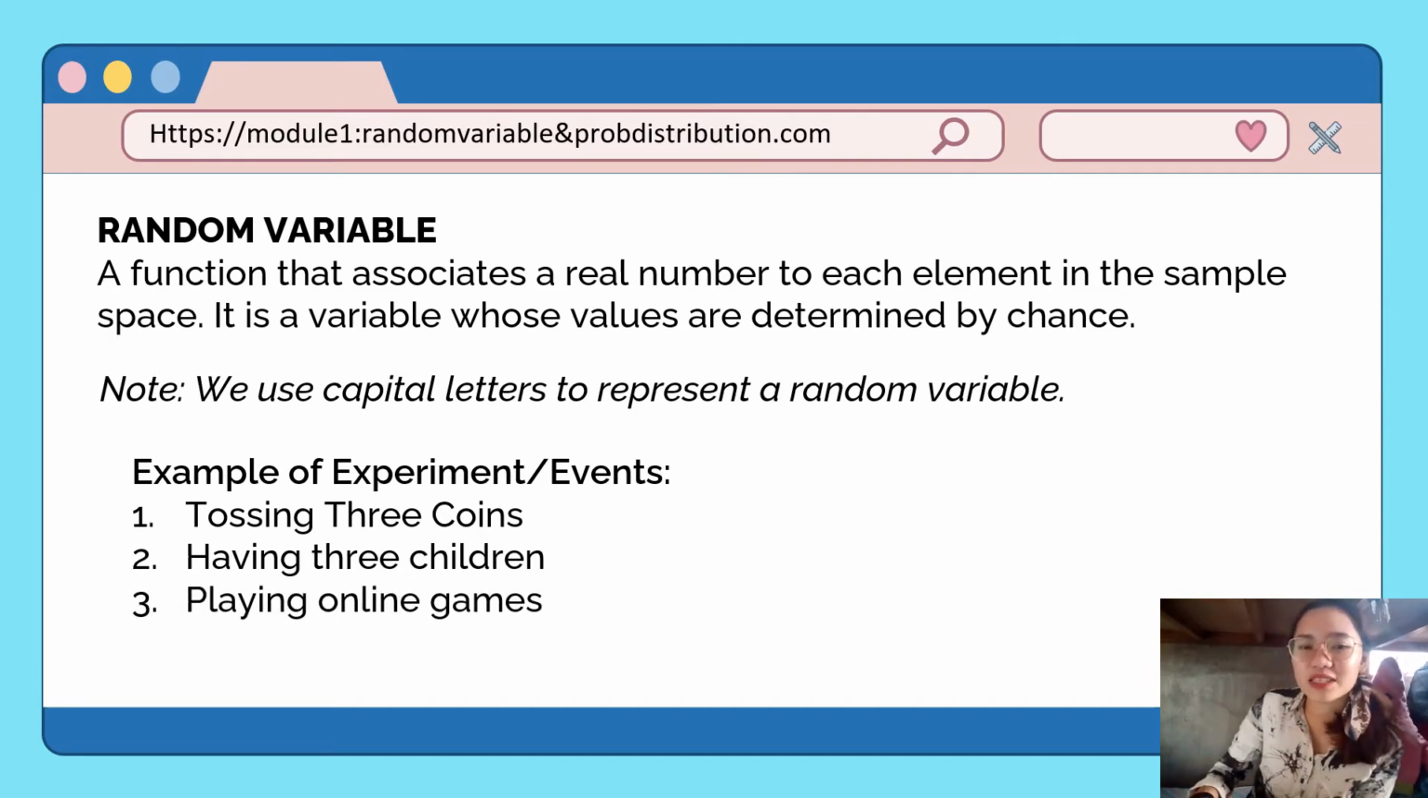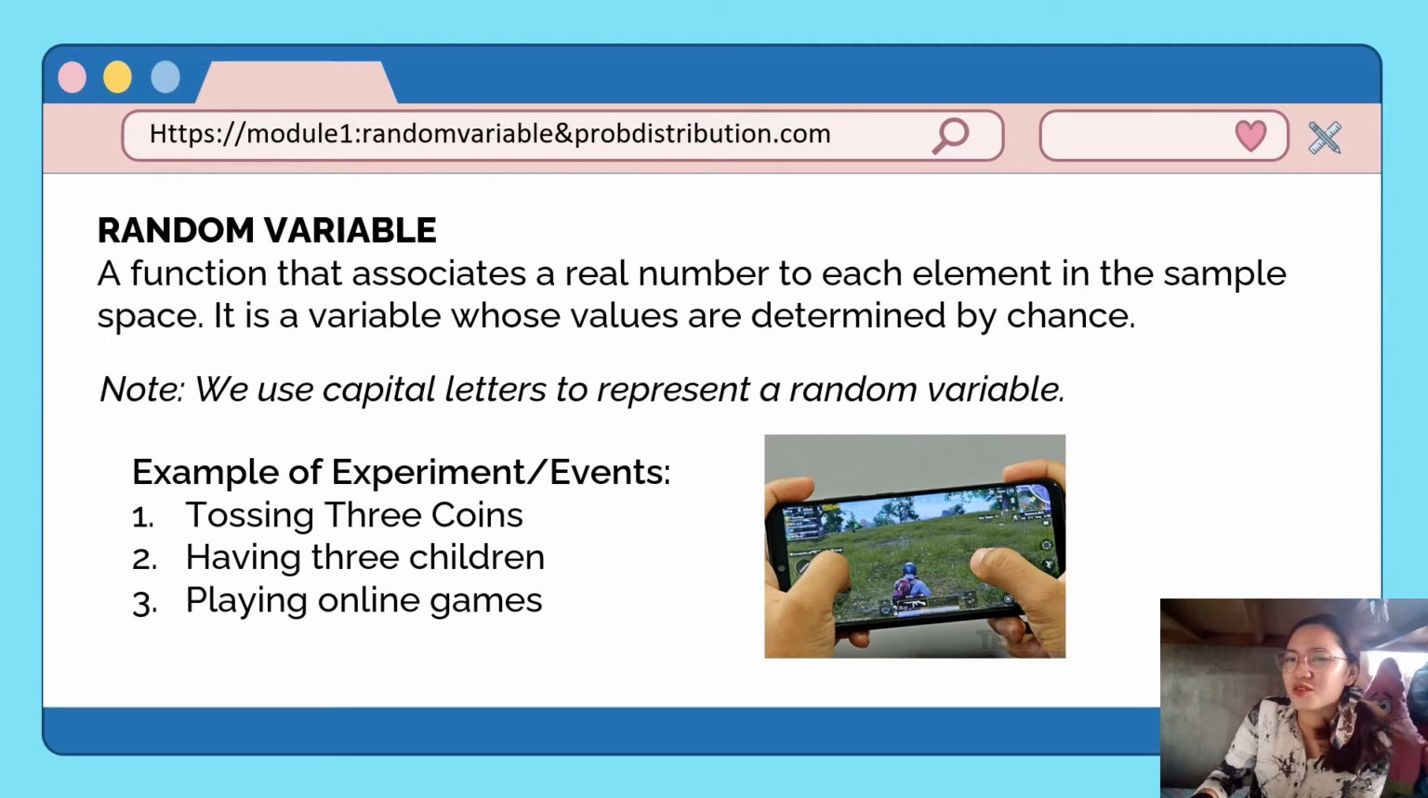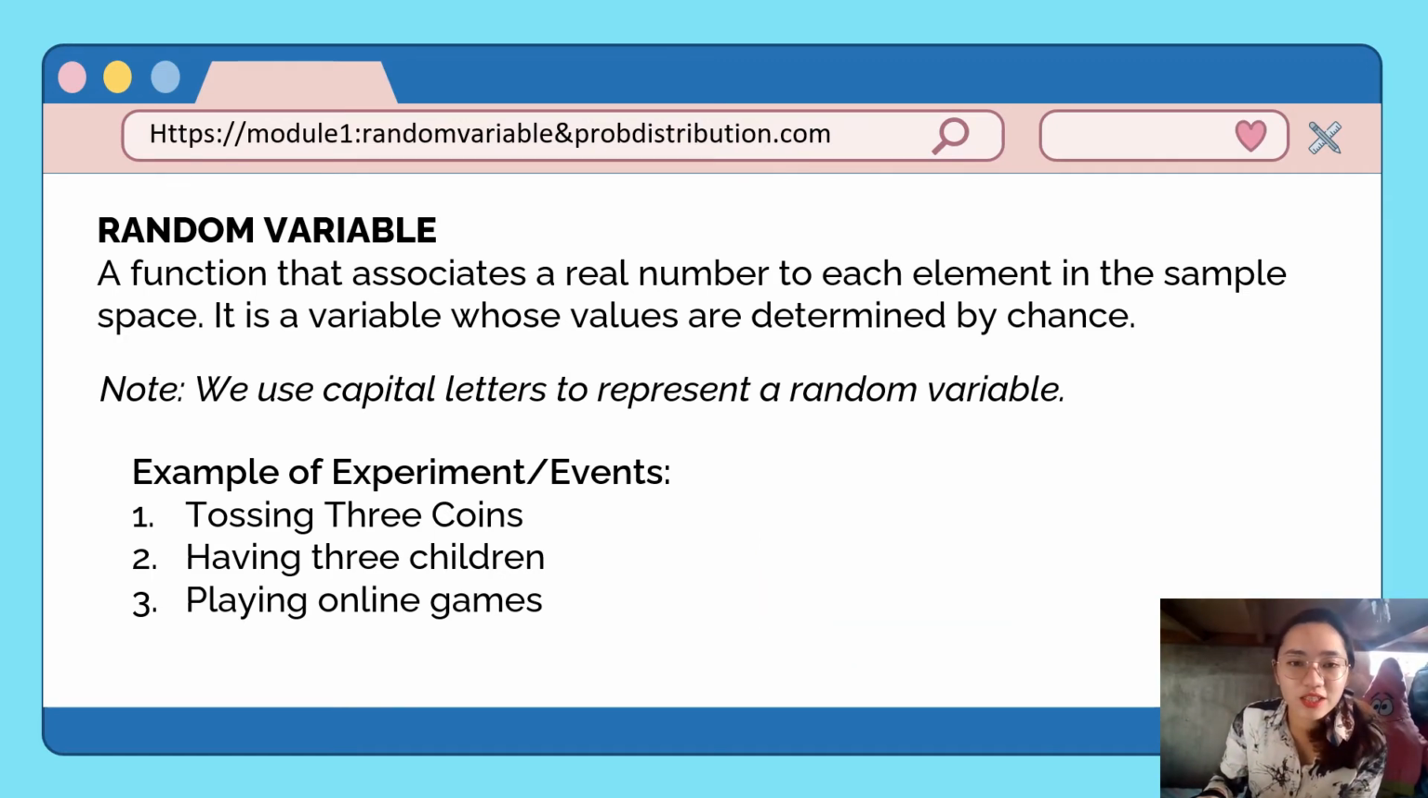And next experiment is playing online games. So, ano ba yung mga possible na variable natin dyan? So, pwede natin dyan ay yung amount of time na ginugugol nyo sa paglalaro ng online games. Pwede yan. Or pwede rin naman yung number of mobile online games app na naka-install sa phone niyo. Pwede rin yun yung ating variable. At marami pang pwedeng variable na pwede natin i-under survey.